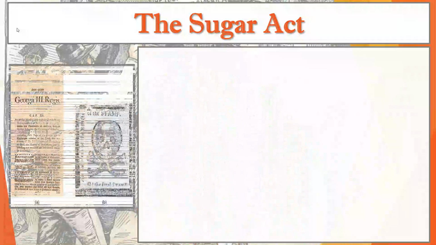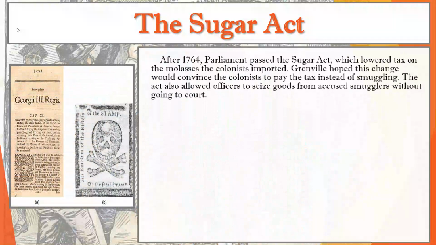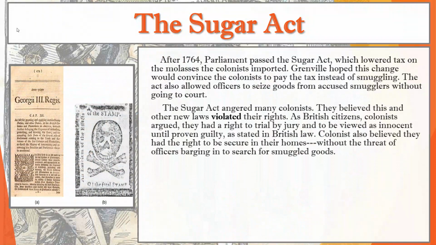Let's move on to the Sugar Act, page 113. After 1764, Parliament passed a Sugar Act, which lowered a tax on the molasses the colonists imported. Grenville hoped this change would convince the colonists to pay the tax instead of smuggling. The act also allowed officers to seize goods from accused smugglers without going to court. I can see a problem there.